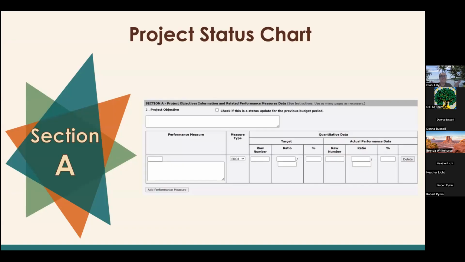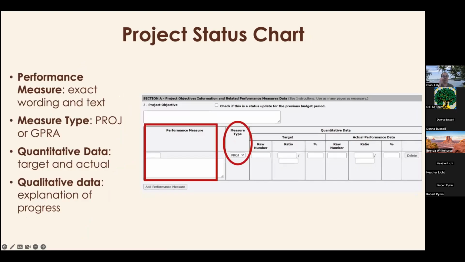Okay, this is section A. We're going to be spending some time here. And the reason why we spend so much time here is this is really the heart of your APR. This is really where you are providing information to indicate and demonstrate your substantial progress towards meeting your project objectives. So as we turn here, you can see the chart that we've provided. It has different elements, and we're going to go through those elements now. And those elements include both quantitative and qualitative information about the progress towards your objective.